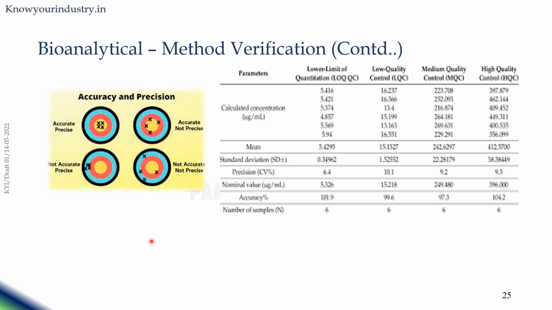This particular slide gives more detail and understanding about the precision and accuracy of the data. First we'll go to the table. We have the concentrations of the different QCs injected 6 times. These are the 6 values you get for the LLOQ, the lower limit of quantification. Then you have the LQC, the middle QC and the high QC. Now you have the mean value. These values are your accuracy values, and this mean value is the mean accuracy. In terms of percentage, this is the nominal value against the obtained value. The nominal value is what you theoretically added, and this is the back-calculated concentration. In terms of percentage, it is 100%, this is 99%, this is 97%, and this is 104%.